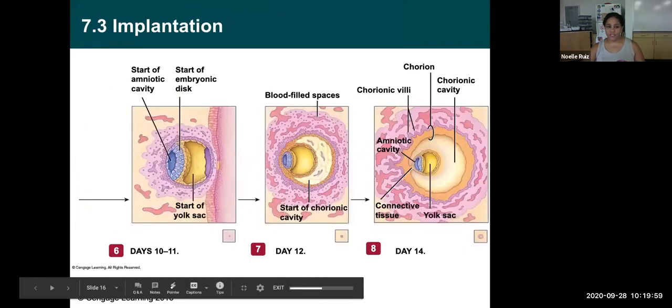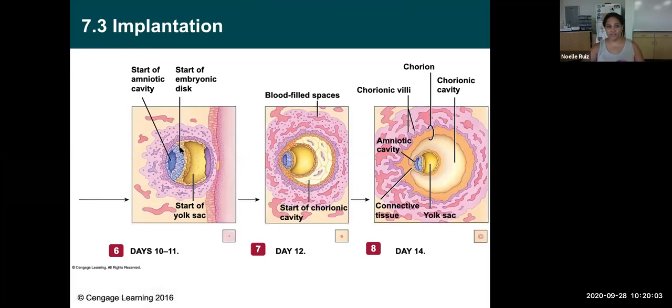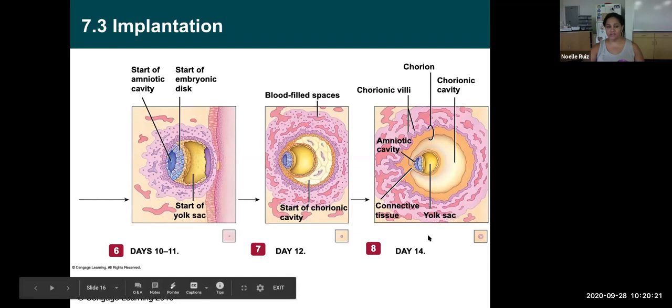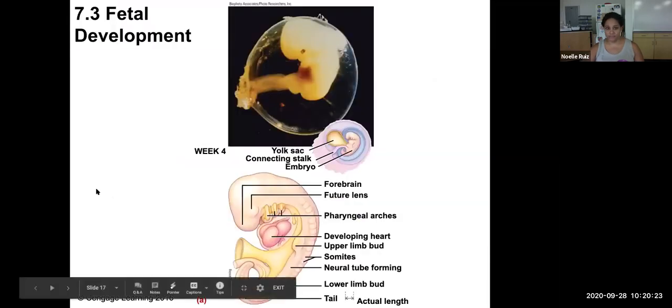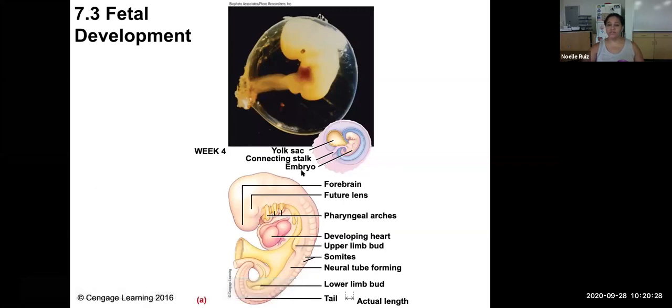All right, more information, days 10 to 11. The amniotic cavity starts forming and the start of the embryonic disc here. You got blood-filled spaces all around. The amniotic cavity is going to be the amniotic fluid that surrounds the baby eventually. The yolk sac becomes the placenta with all the nutrients. There's week 4. As eventually the embryo and the yolk sac.